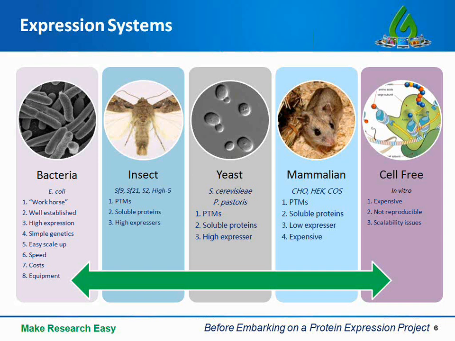Before choosing the appropriate expression system, let's first take a quick look at the available expression systems. Traditionally, recombinant proteins have been expressed in vivo, in bacteria, insect, yeast, and mammalian systems. In recent years, recombinant proteins can also be made in vitro using cell-free translation systems. However, this in vitro system is costly and not suitable for scale-up protein production. Researchers typically choose among those four in vivo expression systems. We will discuss the pros and cons of each in the next two slides.